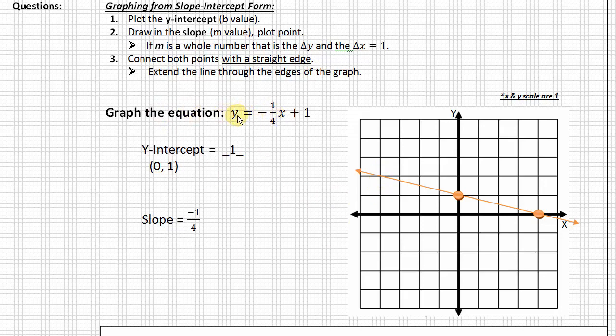From this equation, y equals negative 1/4 x plus 1, we identified from our equation what the y-intercept was and plotted that point, and then used our slope, finding that in the equation first and identifying it as its change in y over change in x, and plotted our second point, and then connected those with a straight edge. Let's go ahead and try one more.